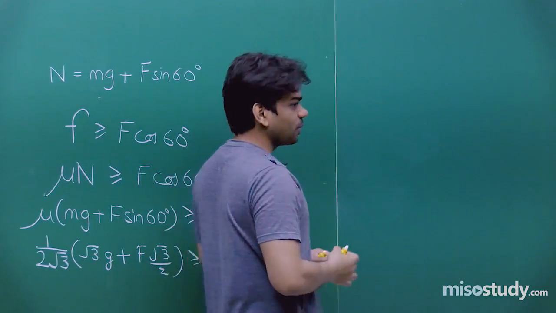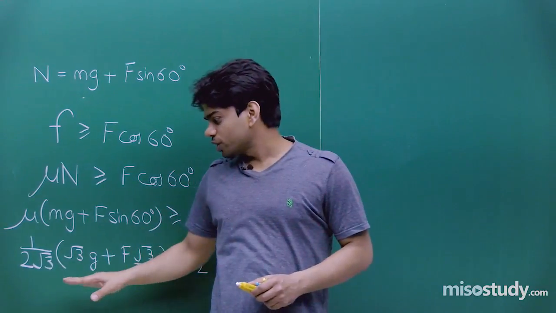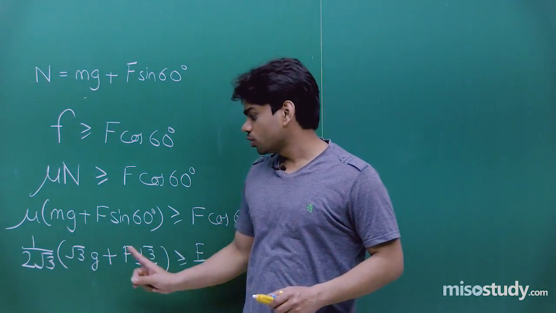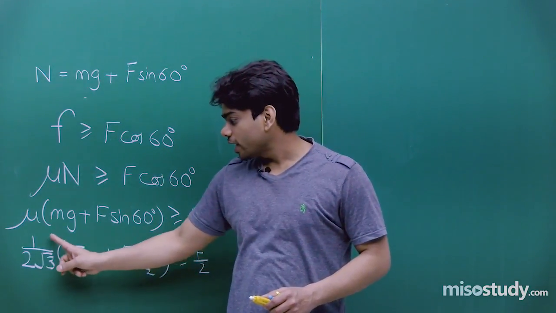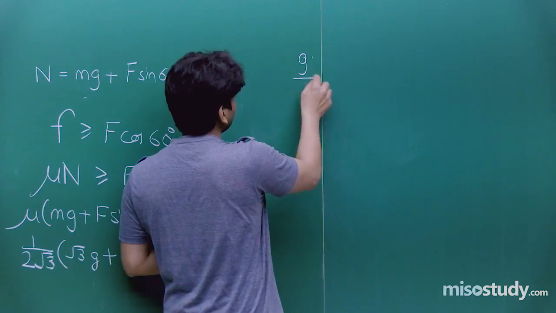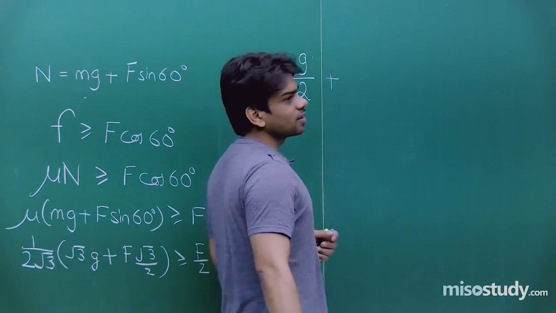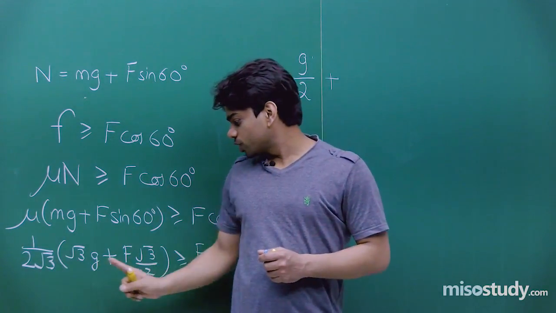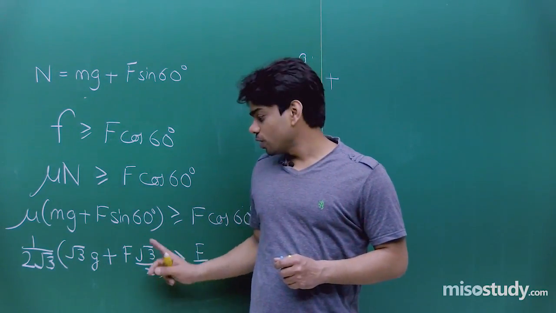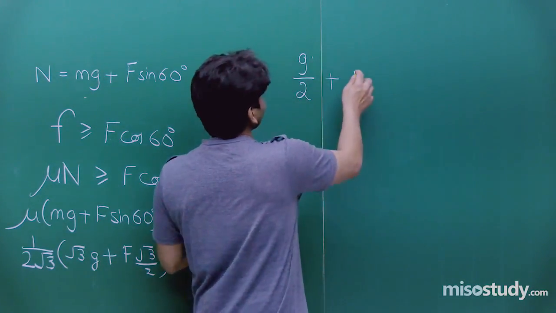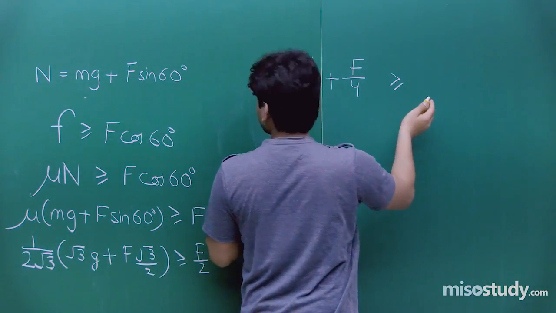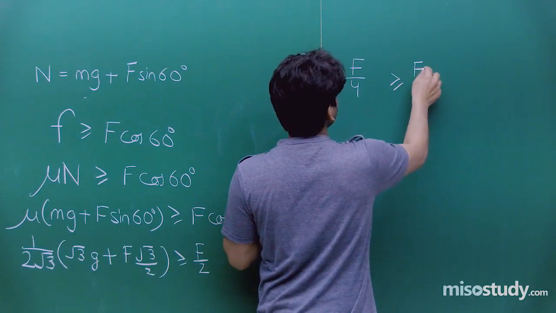Now see here, if I multiply 1 upon 2 root 3 into root 3, the root 3 will be cancelled out. Again this term is multiplied here, root 3 will be cancelled out. So we will be obtaining 1 upon 2, so g by 2, plus, once again root 3 will be cancelled out, 1 upon 2 multiplied by 1 upon 2, 1 upon 4, so plus F by 4. This entire term should be greater than or equal to F by 2.